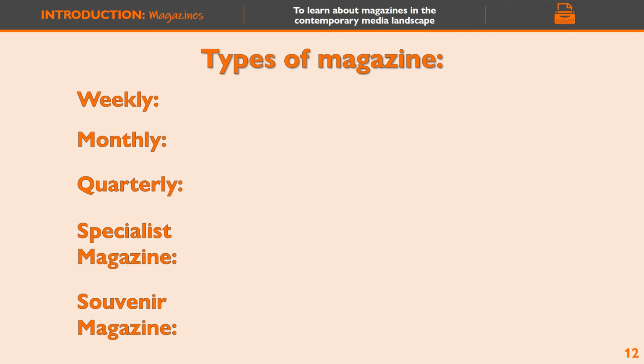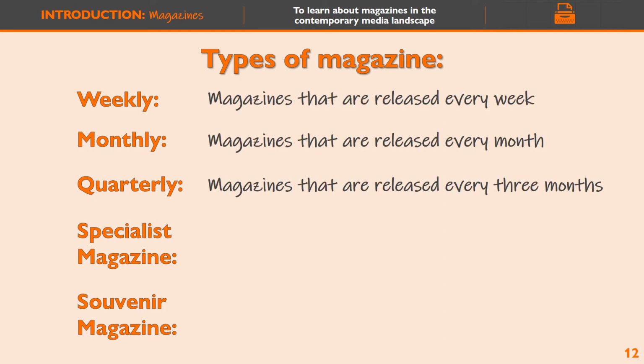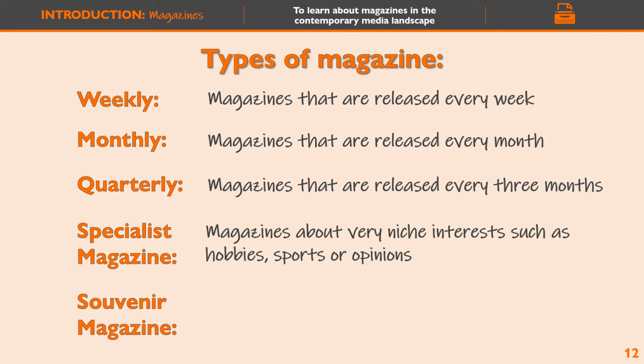There are, of course, many different types of magazine, and I don't mean necessarily their content, I mean the way the magazine operates. So you have weekly magazines, monthly, quarterly, that's how often they come out. And how often the magazine is released will also dictate the price, the quality, and the content within that magazine. You also get specialist magazines.